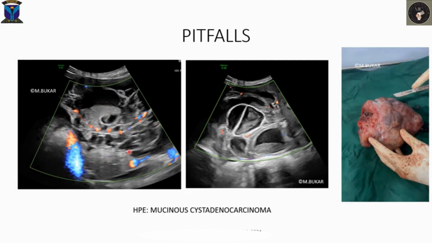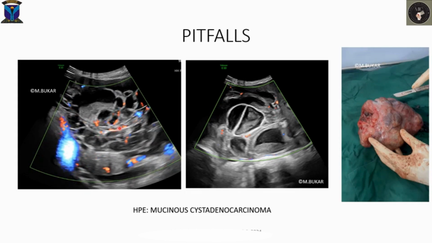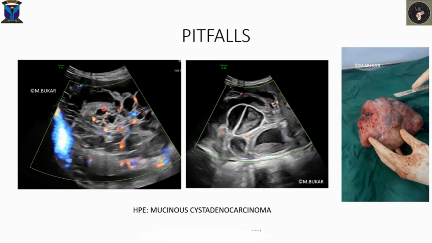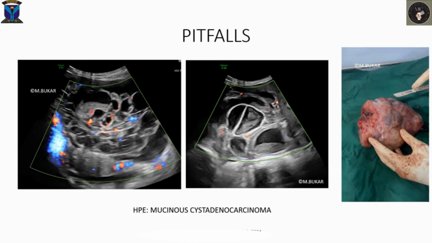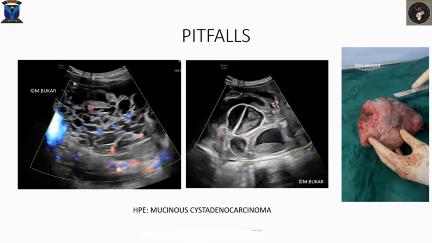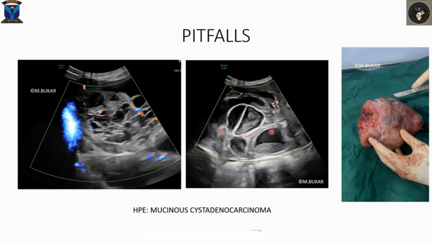So look at this lesion taking up color, but you can see these areas do not take up color. Why? Because this is not a papillary projection. You see that? The septae have taken up color, but this structure has not taken up color. Live tissue will take up color with the appropriate settings. This is a still image.